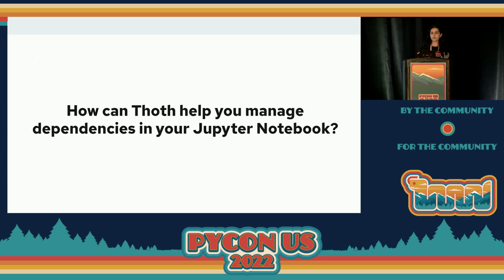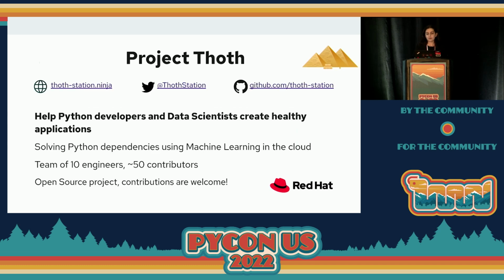So earlier I introduced you to Project Thoth. Now I will show how Thoth can actually help you manage dependencies in your notebook and get an optimal set of dependencies for your application. First, a few words about Thoth. The main goal of Thoth is to help developers and data scientists create and maintain healthy Python applications. This project was started in 2018 at Red Hat Office of the CTO, and now it is maintained by a team of 10 engineers and has had over 50 contributors.